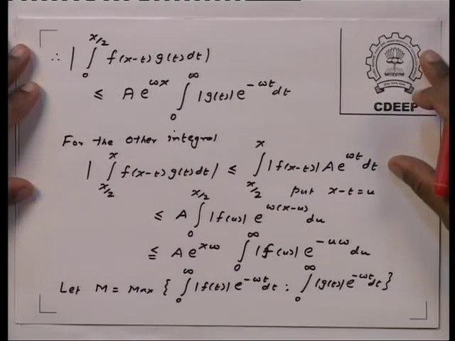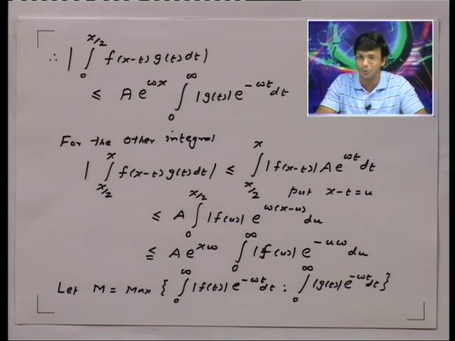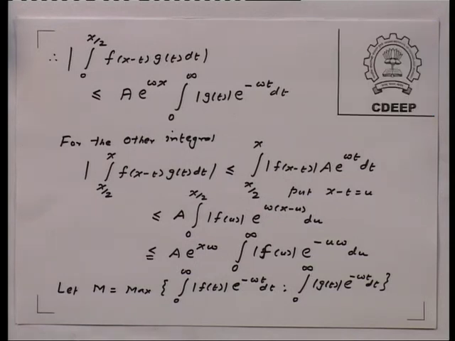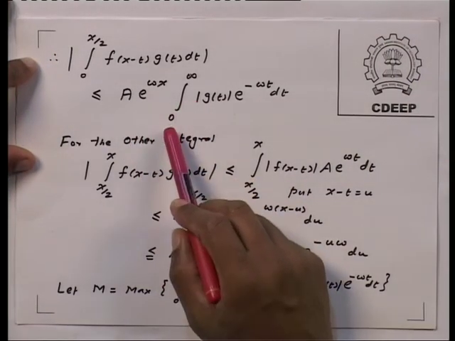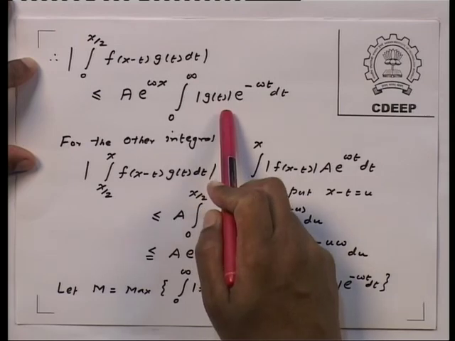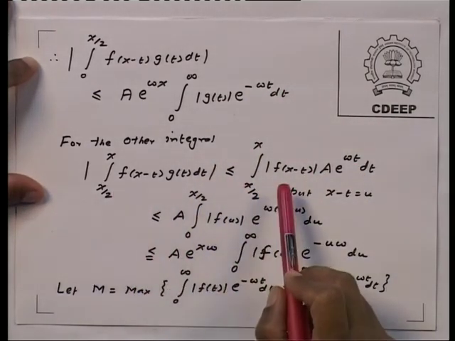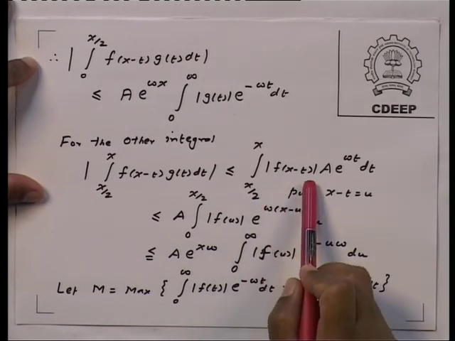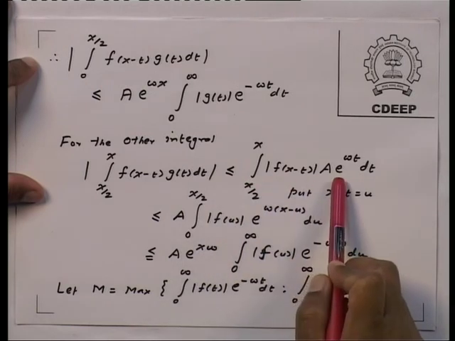Alright, so I have formally put it here: the mod of the integral from 0 to x by 2 of f of x minus t, g of t dt is less than or equal to a e to the power omega x. Remember I pulled out the a e to the power omega x outside, times the integral from 0 to infinity of mod g of t dt, e to the power minus omega t. For the other integral, as I said, mod of f of x minus t, g of t is less than a e to the power omega t.